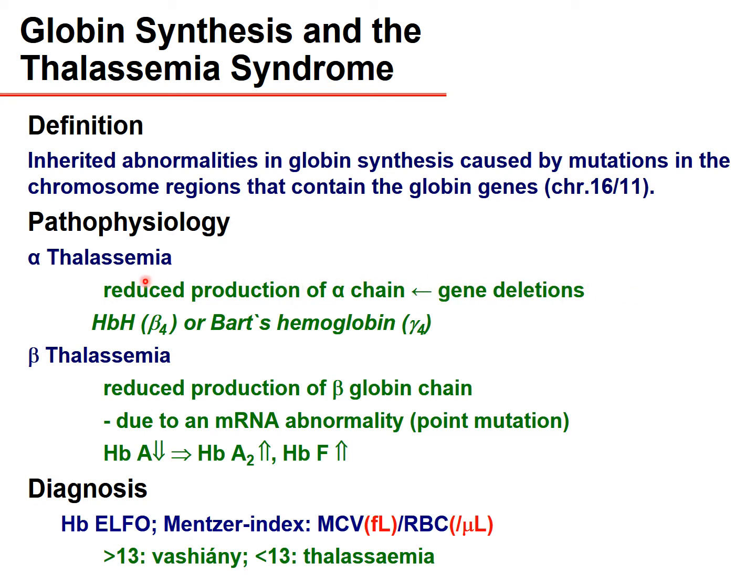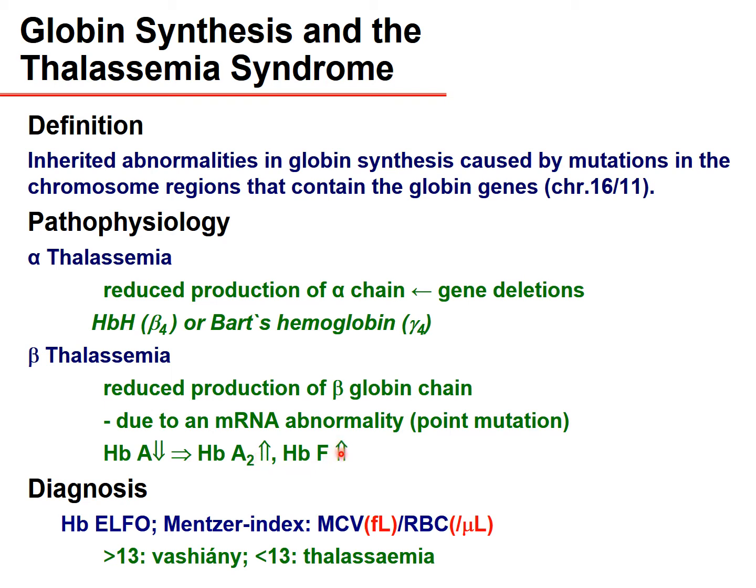And because in major thalassemias we have no alpha, we will have beta, delta, and gamma. The patient will have hemoglobin H when we have 4 beta globins, or Bart's hemoglobin, which has 4 gamma globins. In beta thalassemias, we have a reduced production of the beta globin chain. That's usually due to RNA abnormalities with a point mutation, and this is why we have less A type of hemoglobin, but both A2 and the fetal type will increase.